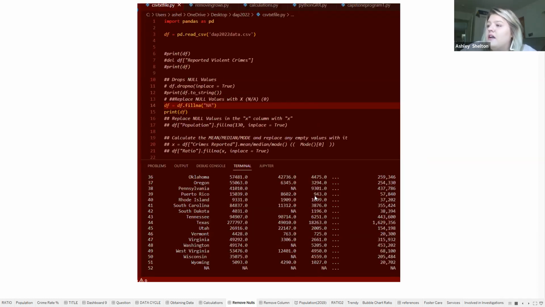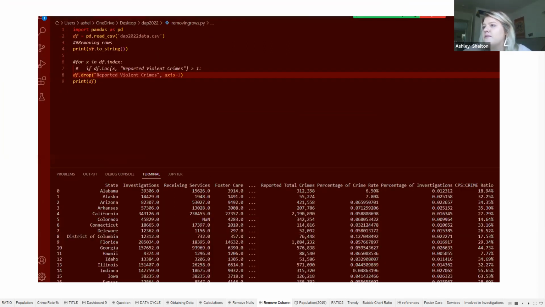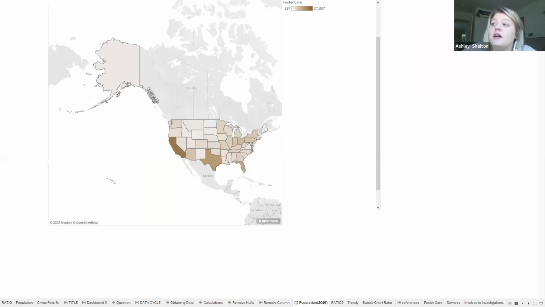So I had a lot of null values. There were a couple of states that didn't have certain numbers for investigations or certain numbers for services being received. So I just put not applicable in those slots. And here I was able to get rid of certain columns that I did not need, extra data that I was not going to use.